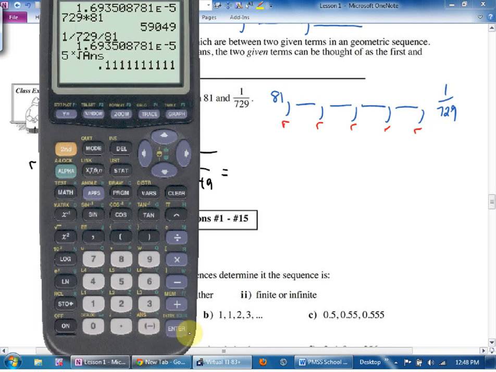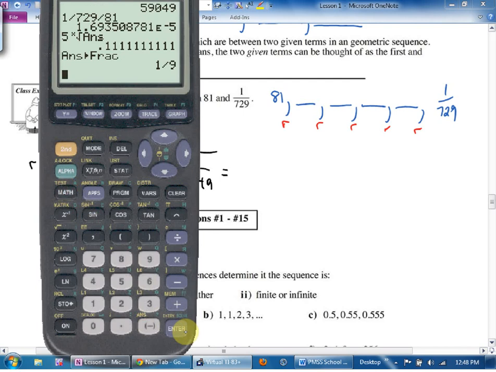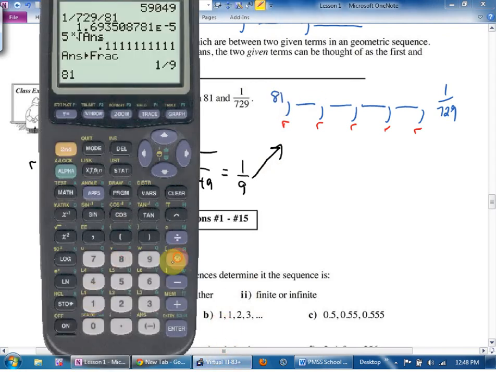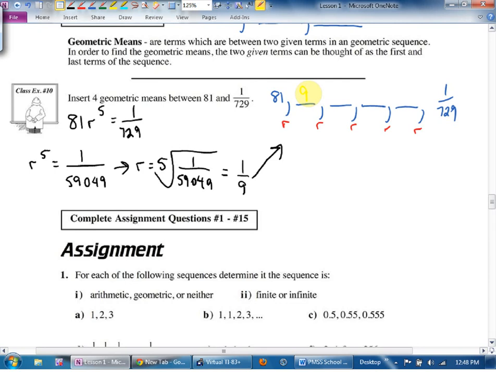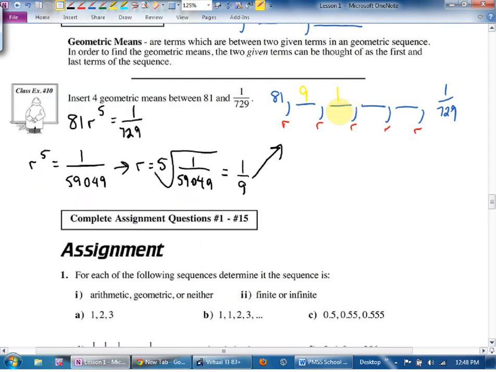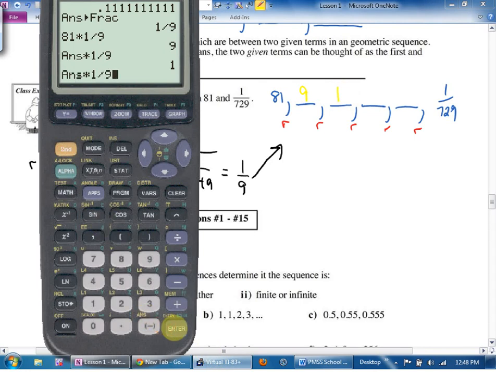So you ready? Let's put the numbers in between. How would I find the first one? 81 times 1/9 is 9. And then take this answer times 1/9, which is 1. And then take that answer times 1/9. I think that's 1/9, is it not? And I think the last one is 1 over 81. I could also have just divided by 9 each time along the way. There they are.